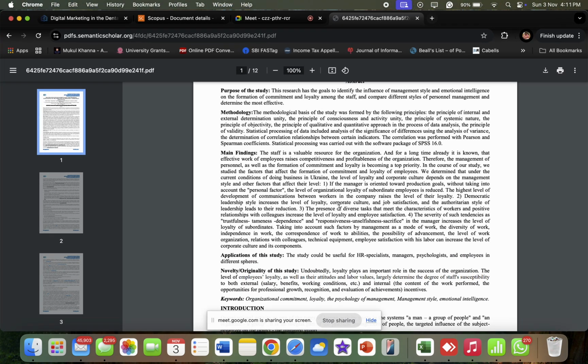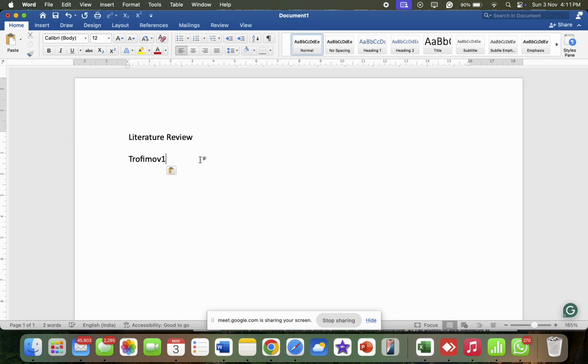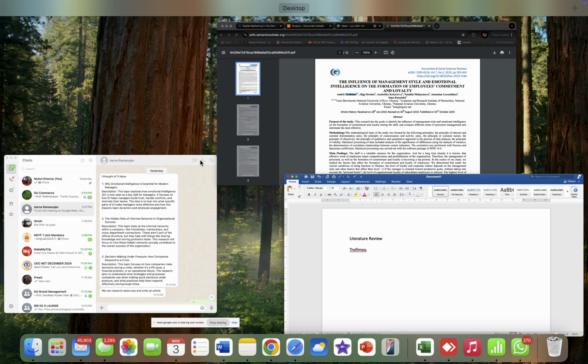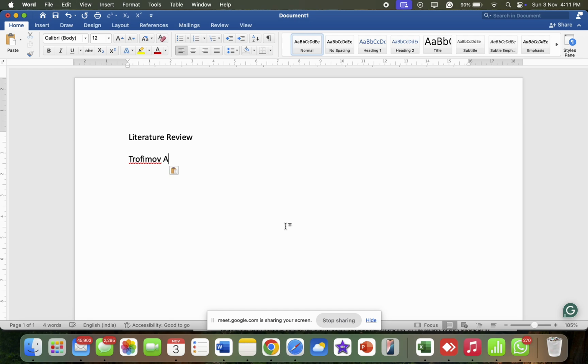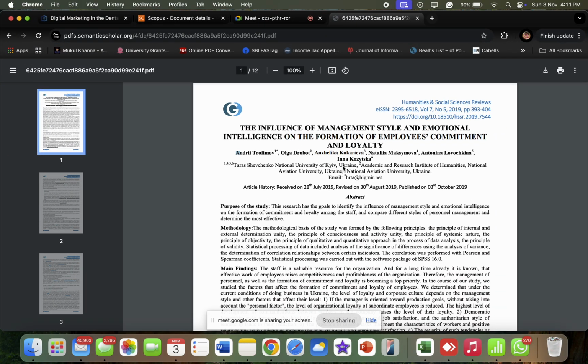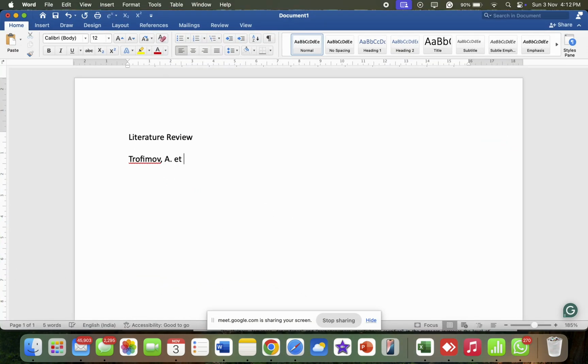So we can write this down. Let's suppose we are taking this paper, which was written by these many authors. There are around 1, 2, 3, 4, 5, 6 authors. So we'll pick the last name of the first author and put it over here. Then we'll write the first letter of the first name, so that is A, comma, dot. Since there are more than two authors over here, around 5 to 6, in that case we'll simply write et al. dot. Et al. means that there are more authors to this research paper.